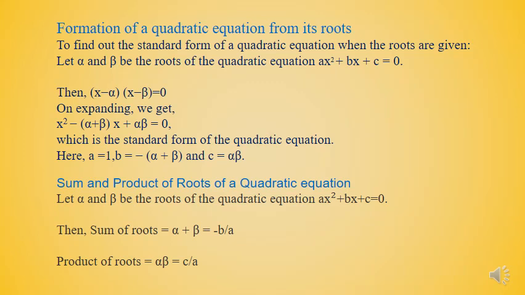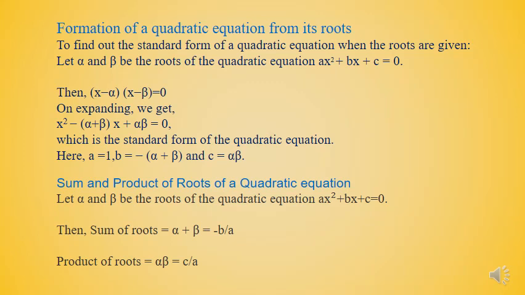Now after expanding it, we get x square minus (alpha plus beta) into x plus alpha into beta, which is equal to 0. When we compare this quadratic equation with the general form, the coefficient of x square, a, is 1. Instead of b, we get minus of the sum of roots, alpha plus beta, and instead of the constant term we get the product of roots, alpha beta.